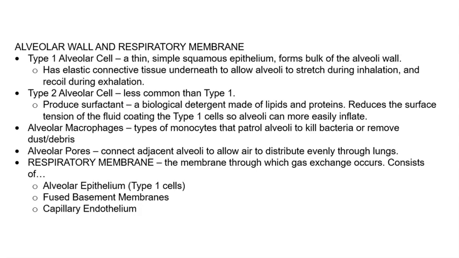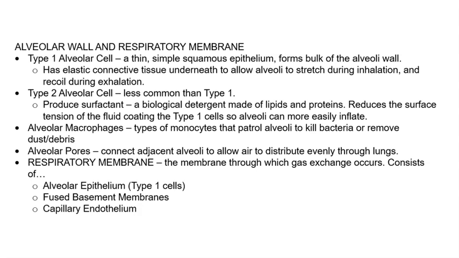Looking more specifically at the alveolar wall and the respiratory membrane, we see that the alveolar wall is composed primarily of two cell types: the type 1 alveolar cell, which is a simple squamous epithelial cell that forms really the bulk of the alveolar wall. It does contain a little bit of elastic connective tissue that allows the alveoli to stretch during inhalation and recoil during exhalation, which helps to push or squeeze some of the air out of the alveoli during the exhalation cycle of respiration.